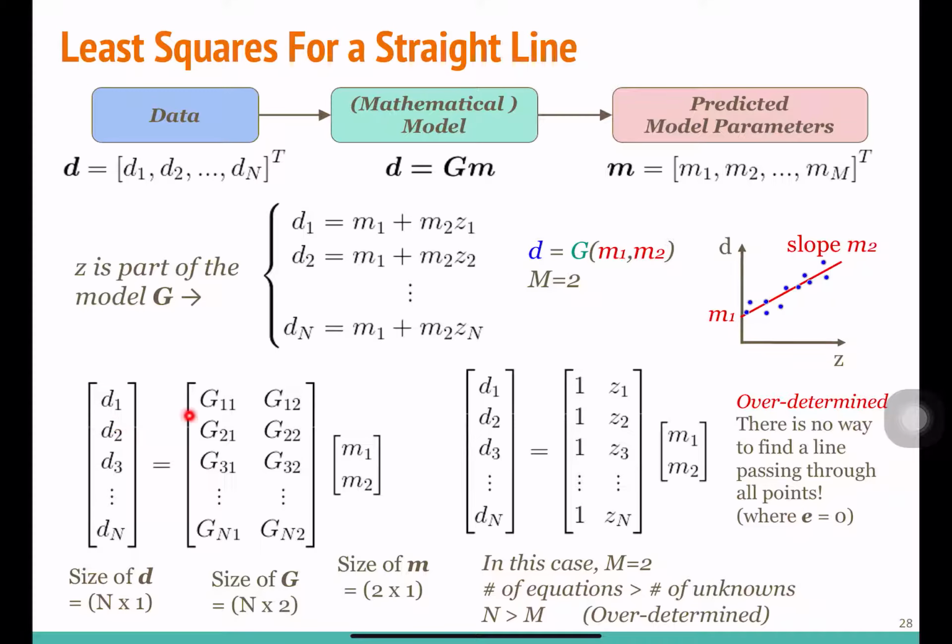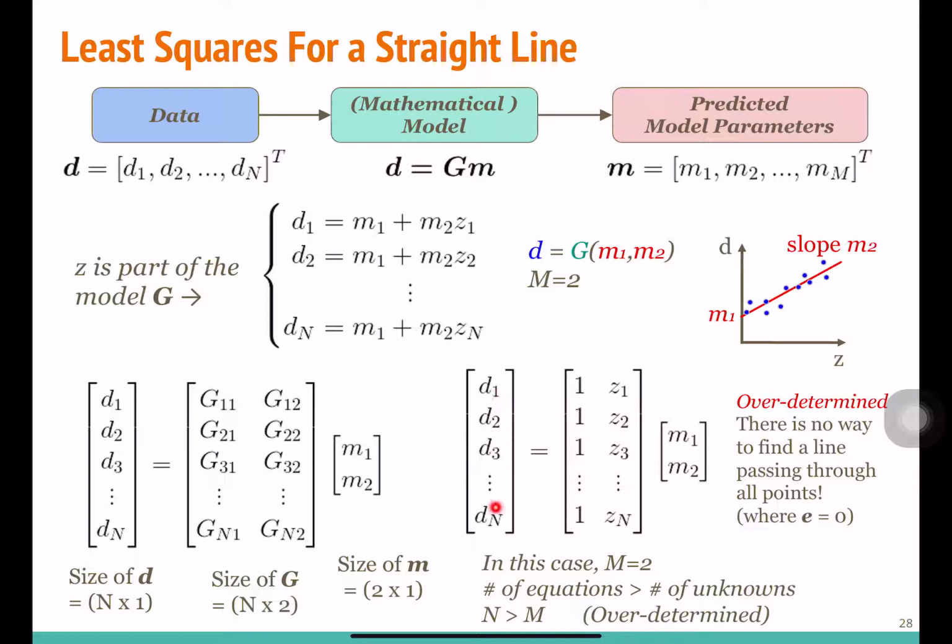So this is a general expression for the mathematical model for these two model parameter inverse problem. We have two columns here because we have two model parameters, right? And then we have big N in here, which represents the number of data and also the number of equations we have. We can change this into an expression looking like this, which is actually what we are doing in here.